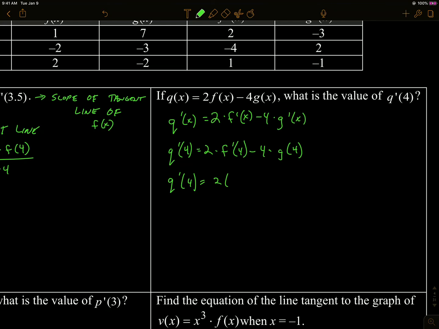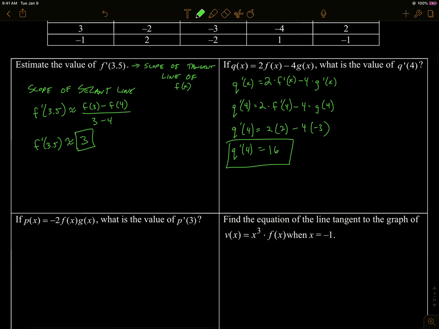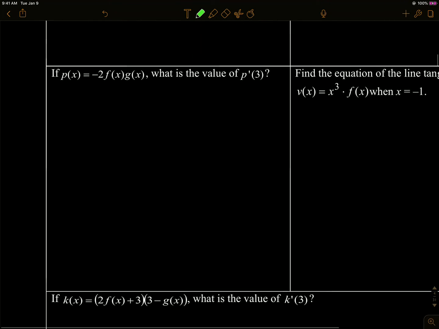So it's going to come out to be f prime of 4 is 2 and g of 4 is negative 3. So I get 4 plus 12, I'm getting 16. That's what q prime of 4 is. That would be the slope of the tangent line. It would be 16 at the x value of 4.